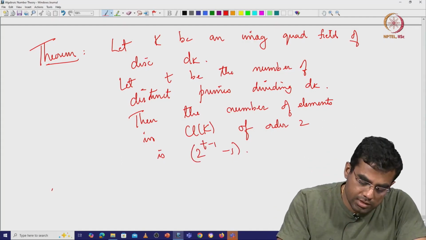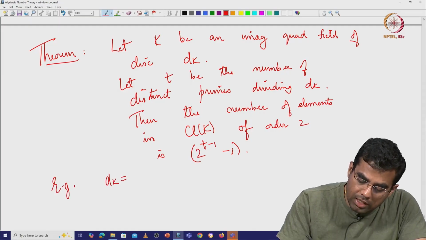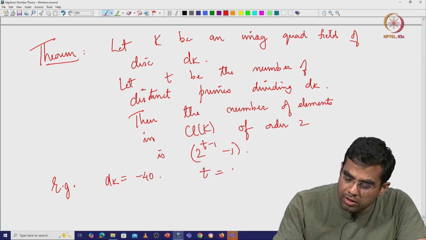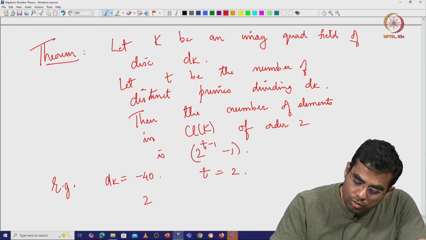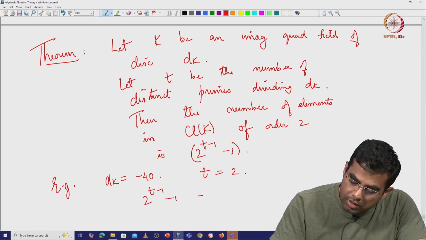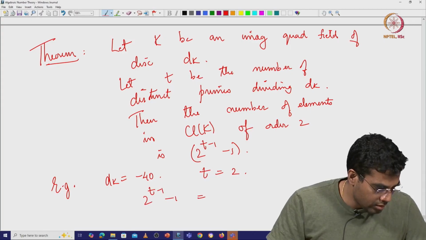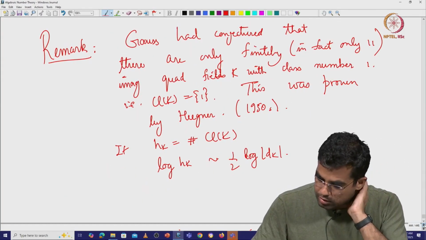Okay. So, here is an example. If you take dK to be minus 40, then t is equal to 2, right. And so 2 to the t minus 1. Did I make some error in computing that?